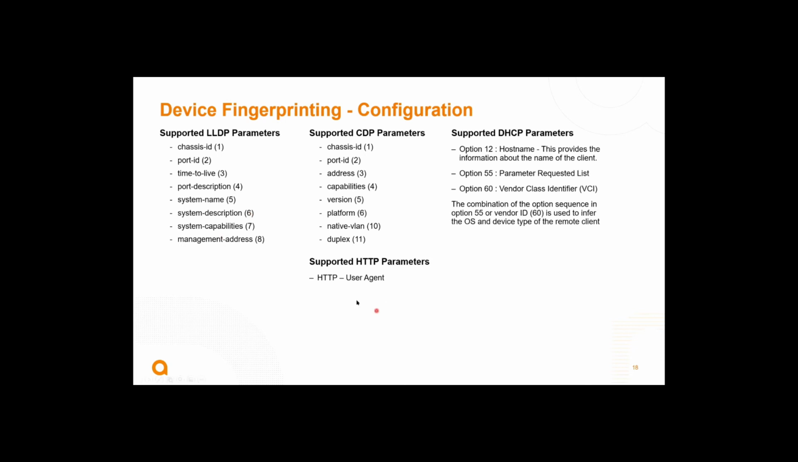And the supported HTTP parameter is HTTP user agent. So this might be useful. There's not a whole lot of HTTP applications, but for a captive portal, something like that, if you need to detect their captive portal, you can use HTTP for that. That's really the main use case that's been designed around for device fingerprinting for HTTP.